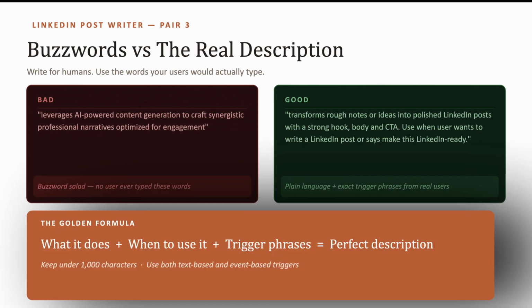So here on the left hand side, if you see the description, it says leverages AI-powered content generation to craft synergistic professional narratives optimized for engagement. Nobody really types that. So a good description, the actual description of a skill, is in plain language, has exact trigger phrases, and tells Claude precisely what to do and when. So the rule is the skill is written for a human. So we use the exact words that the users would usually type.